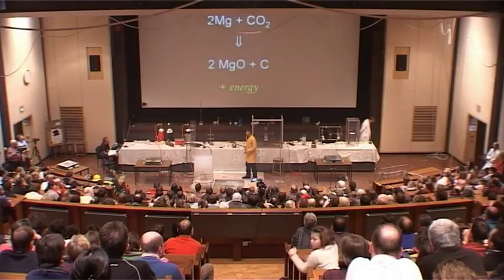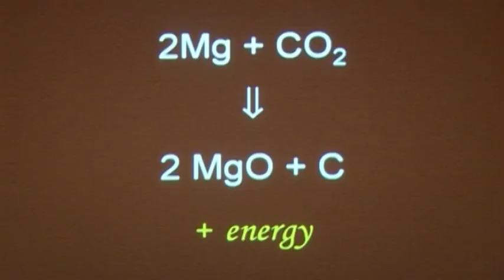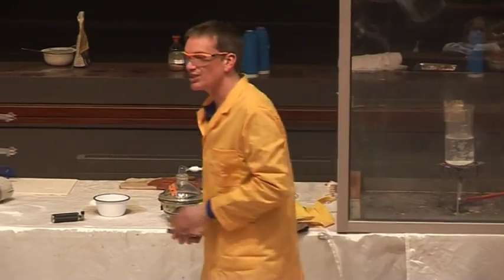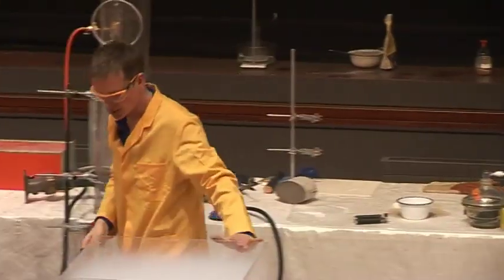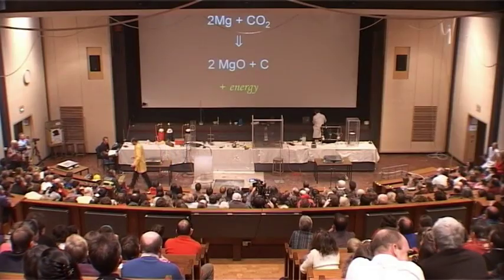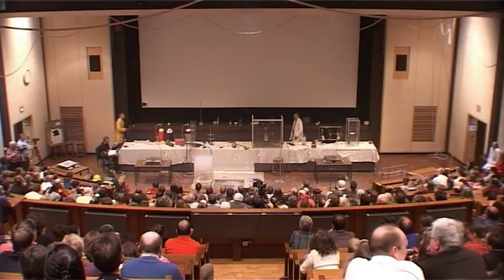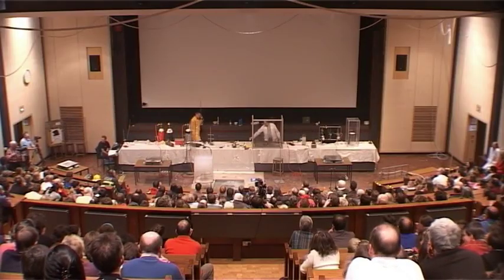So this has magnesium reacting with carbon dioxide. Mg is the magnesium, and it reacts with carbon dioxide to form magnesium oxide. The magnesium steals the oxygen from the carbon dioxide, leaving behind the black carbon and also releasing energy. So the magnesium burns in the carbon dioxide. So we can't use carbon dioxide to put out burning magnesium. Well, could we use water instead?